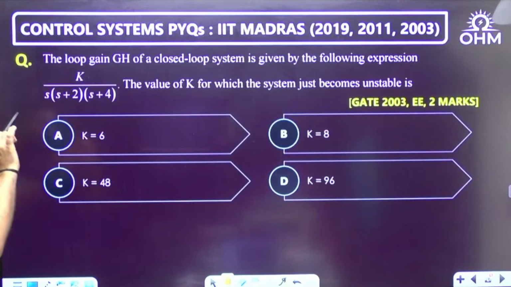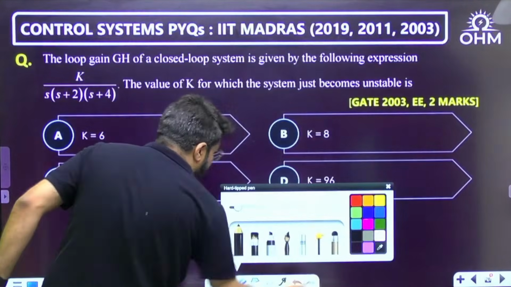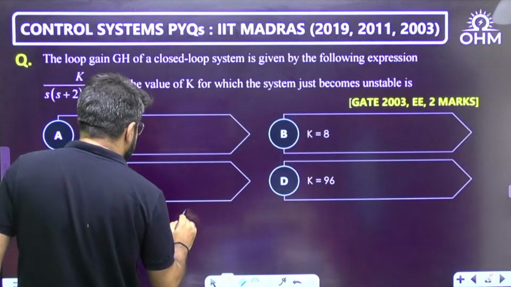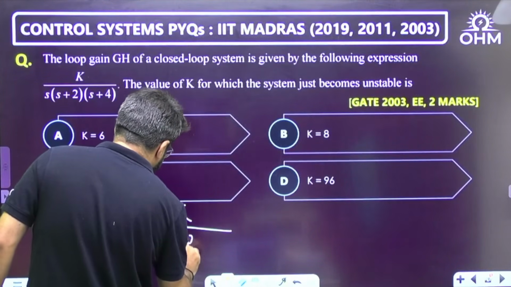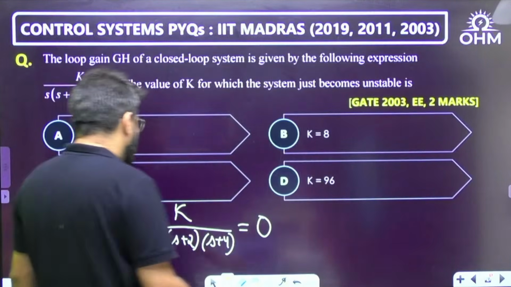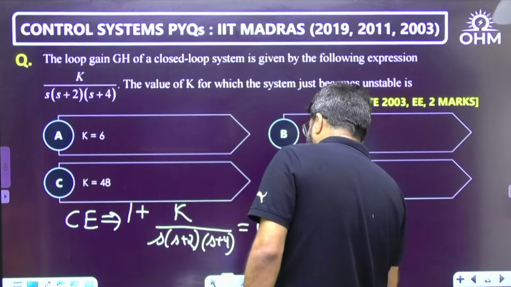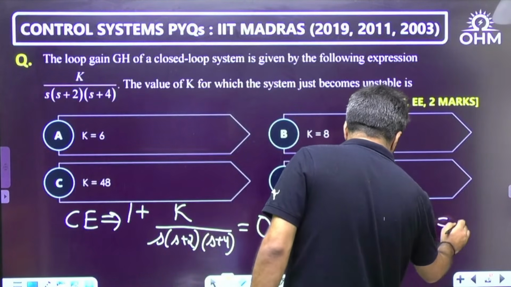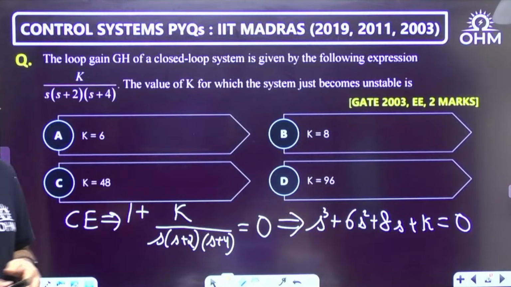Now this is only the loop gain given, G(s)H(s). Even if I want to apply Routh-Hurwitz, I will start with the characteristic equation. That will be 1 plus G(s)H(s), 1 plus loop gain, 1 plus K upon S, S plus 2, S plus 4 equal to 0. This is going to become S cube plus 6S square plus 8S plus K equal to 0. Now you can go for Routh-Hurwitz.